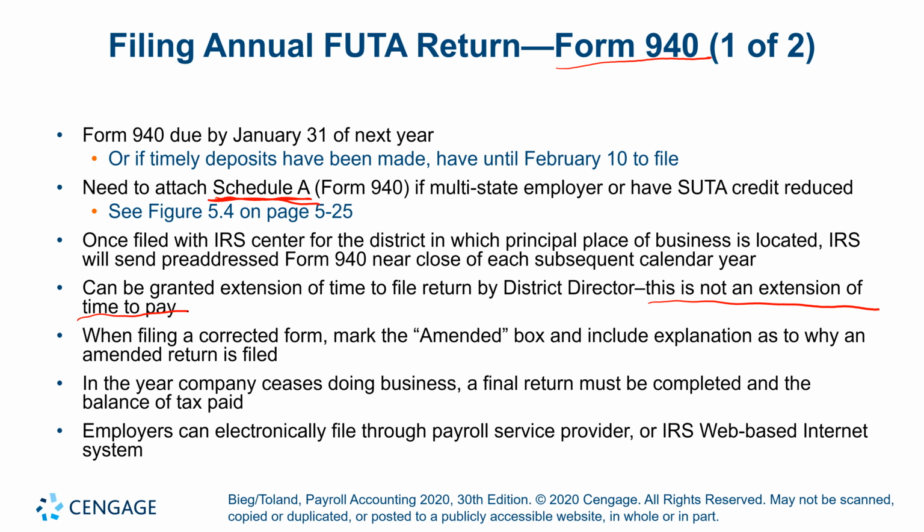So companies can have an extension to file the paperwork, but they can't have an extension to pay. They have to keep the unemployment tax up. When filing a corrected form, mark the amended box and include an explanation as to why an amended return is filed. In the year a company ceases doing business, a final return must be completed and the balance of tax paid.